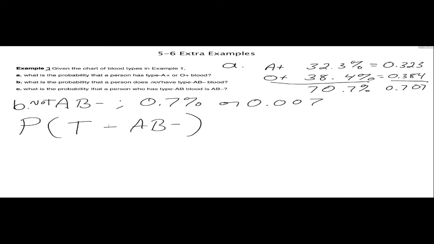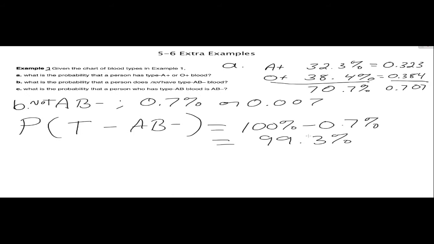That's equal to the probability of any type is 100%. The probability of AB negative, we determined that was 0.7%. That equals 100% minus 0.7%, which is 99.3%. This is the probability that you do not have AB negative blood.